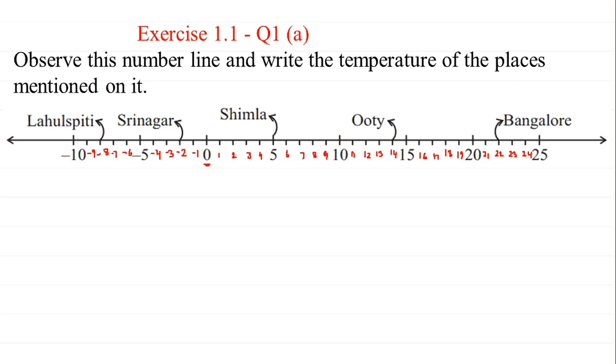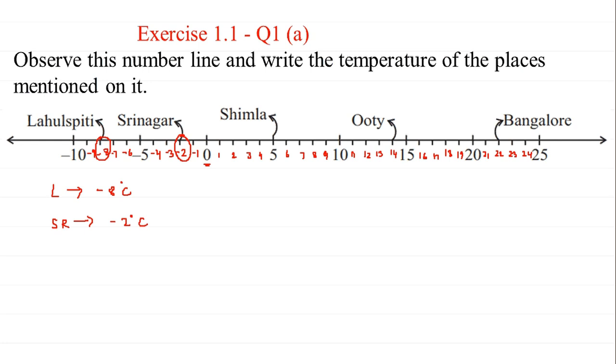So let's start writing these particular places' temperature. I'll write in short Lahul Spiti. So I'll write here L, and the temperature of this place is, see this marking, minus 8 degree Celsius. Let's take the second place. Second place is Srinagar. So I'll write Srinagar like this. Temperature of Srinagar is, just see the marking, minus 2 degree Celsius.